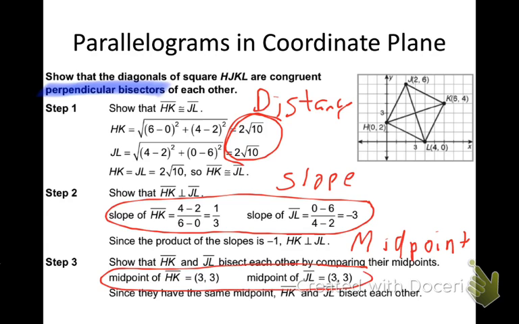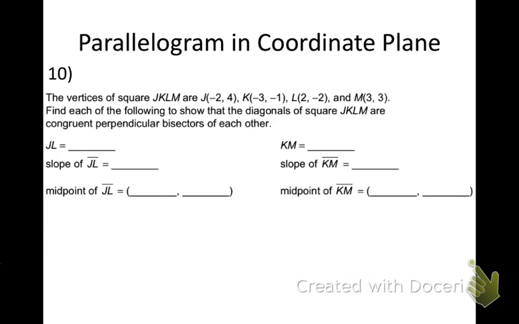They are the same. So in order for it to be the diagonals of a square, the distances have to be the same. The slopes have to be perpendicular. And the midpoints have to be the same. So the next problem here is going to show this. Number 10 says the vertices of square JKLM are -2, 4, -3, -1, 2, -2, and 3, 3. It says find each of the following to show that the diagonals of square JKLM are congruent perpendicular bisectors of each other.